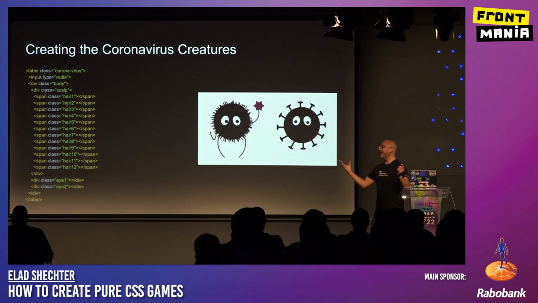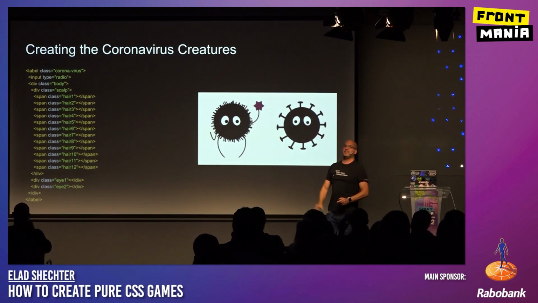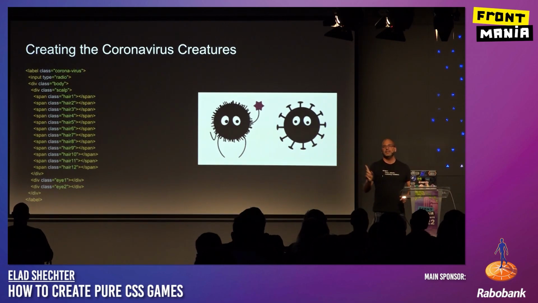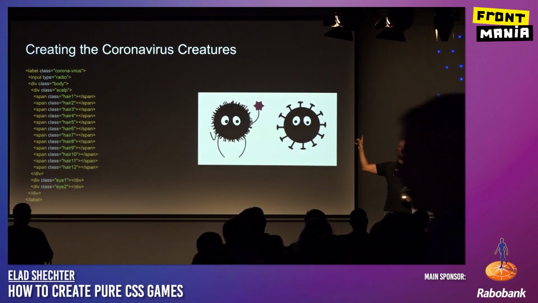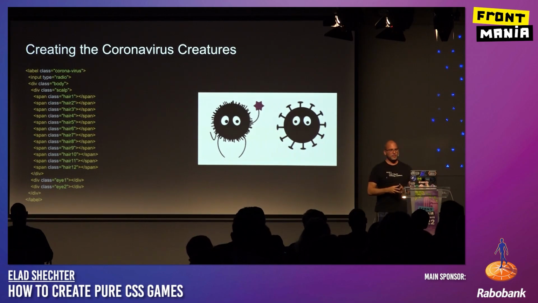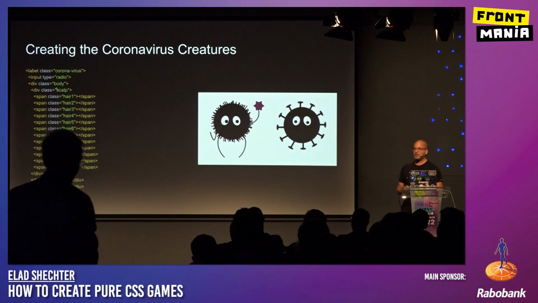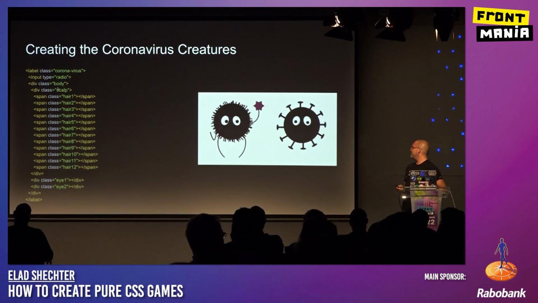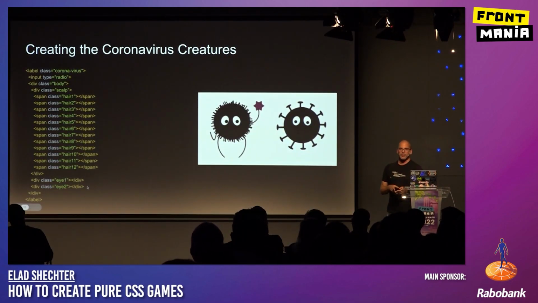Okay, and you will ask why I'm using a label HTML element here and why there is an input type radio inside. This is part of the logic of the game that we will talk about a little bit later. But all the visual part of the coronavirus creature starts here with this div with a class of body. We have the body, and inside we have the 12 hairs and both eyes.